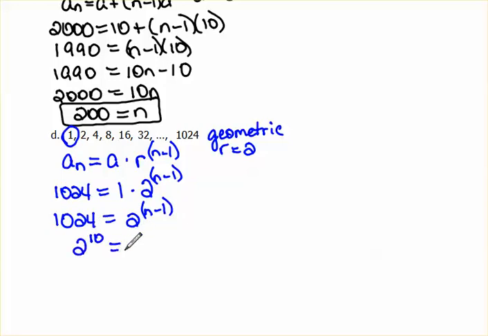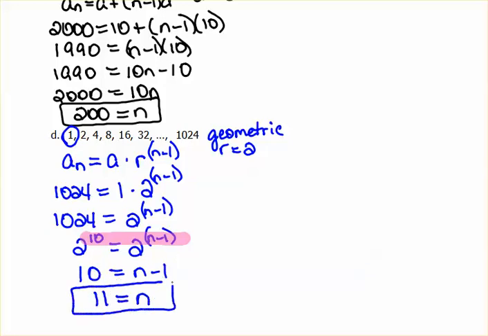So 2 to the 10th would equal 2 to the n minus 1, and now we have the same base, which means the exponents have to equal each other. So 10 has to equal n minus 1. So if I added 1 to both sides, I would get n equals 11. So that means 1024 is the 11th term in that sequence.